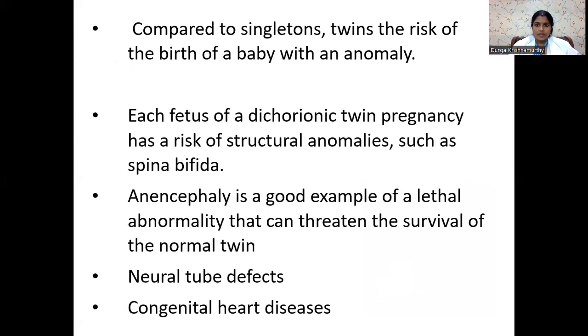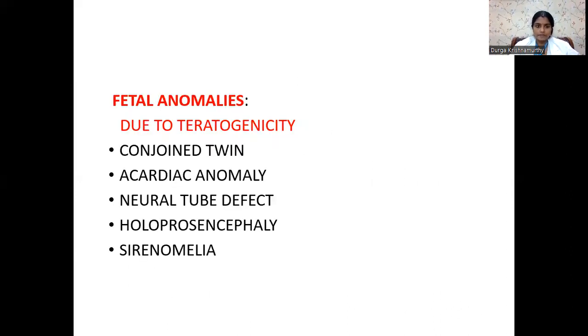Fetal anomalies. These fetal anomalies, as I told you, are very common in monochorionic twins, and at the same time very common in univitelline twins. Compared to singletons, twins have a high risk of anomalies. Each fetus of a dichorionic twin pregnancy has a risk of structural anomalies such as spina bifida. Even in dichorionic twins you have certain risks. Anencephaly is a good example of a lethal abnormality that can threaten the survival of a normal twin. There is a high incidence of neural tube defects and congenital heart diseases.